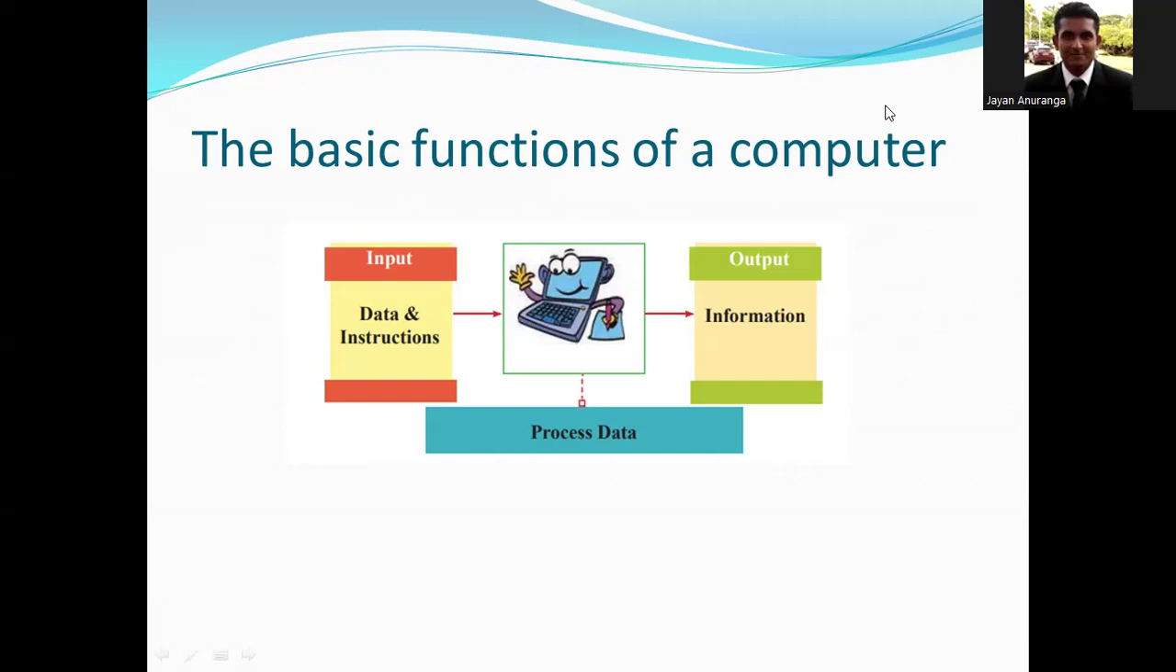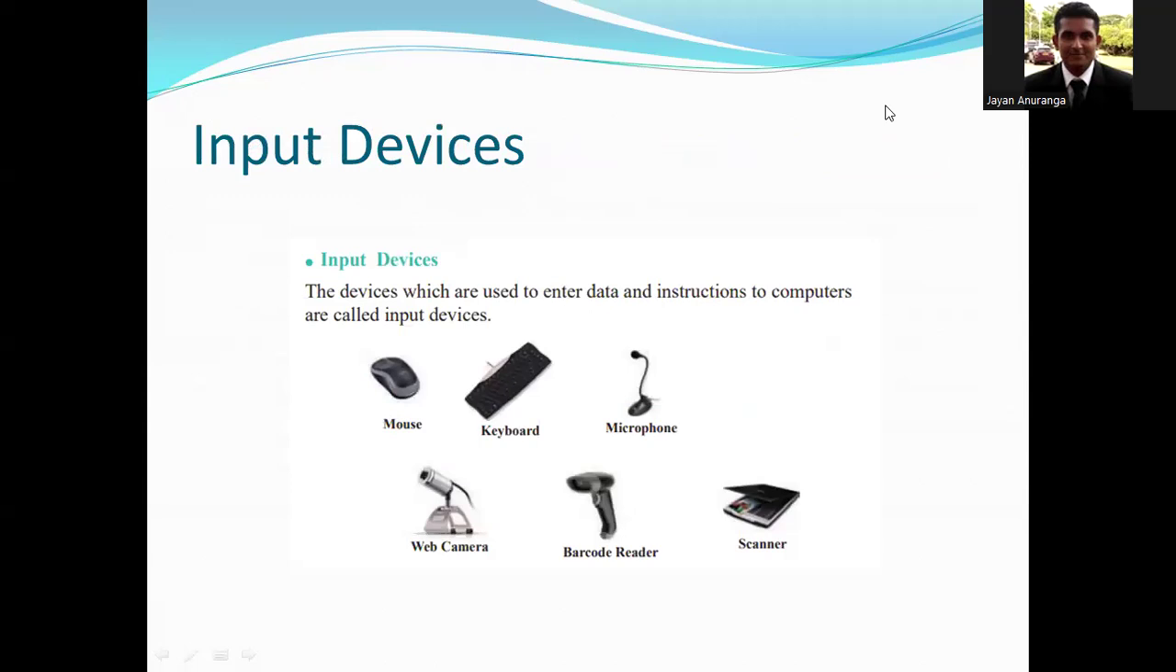We use input devices to input data and instructions, then process them and output them as information. What are the input devices? The devices used to enter data and instructions to a computer are called input devices: mouse, keyboard, microphone, web camera, barcode reader, scanners. In addition to these, there are many other devices to input data or instructions to a computer.